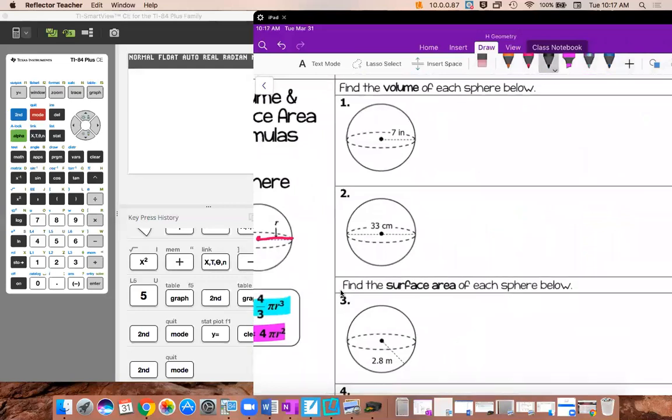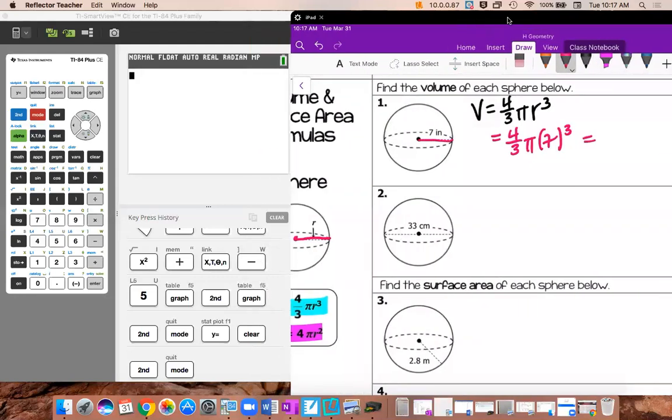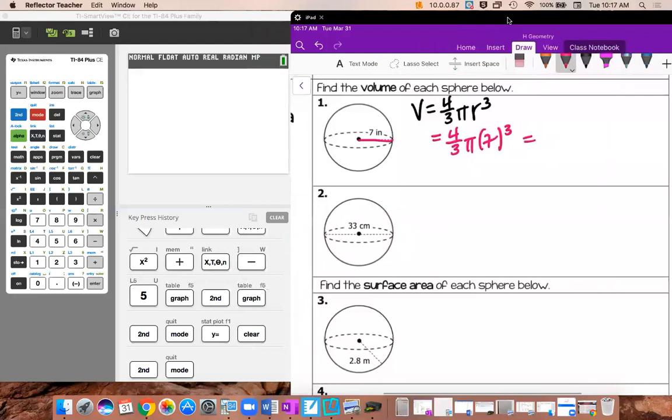So first thing, we know the volume of a sphere is going to be 4/3 pi r cubed. And in this first problem, they gave us the radius was 7. So all we're going to do is just plug this in. So 4/3 pi 7 cubed. Now I am going to show you guys how to write this exact and how to write this as an estimate in decimal form so you can see both of them, okay?